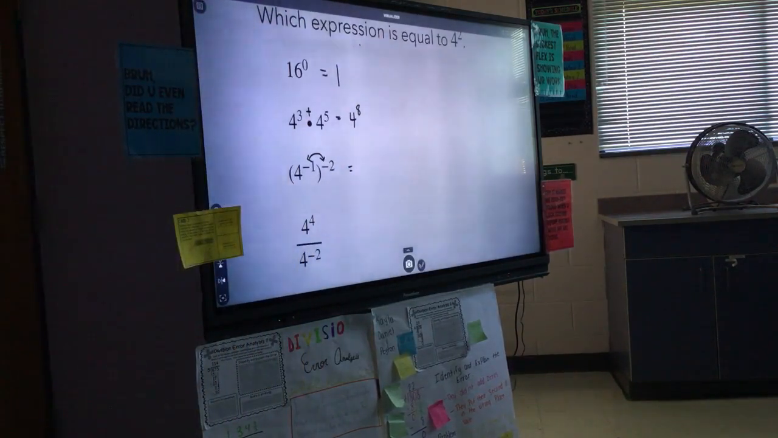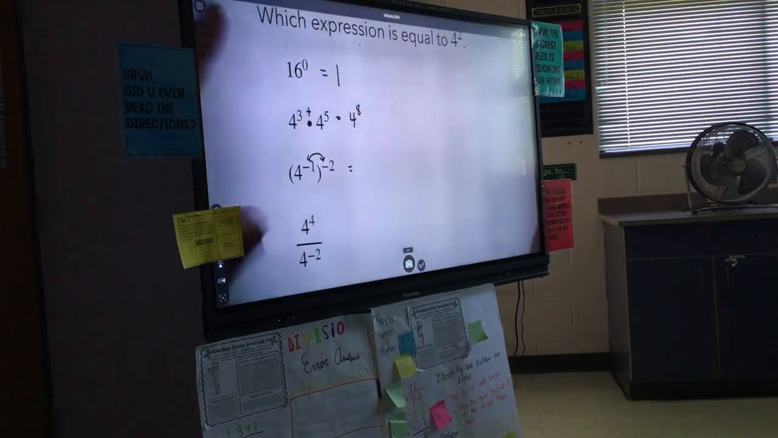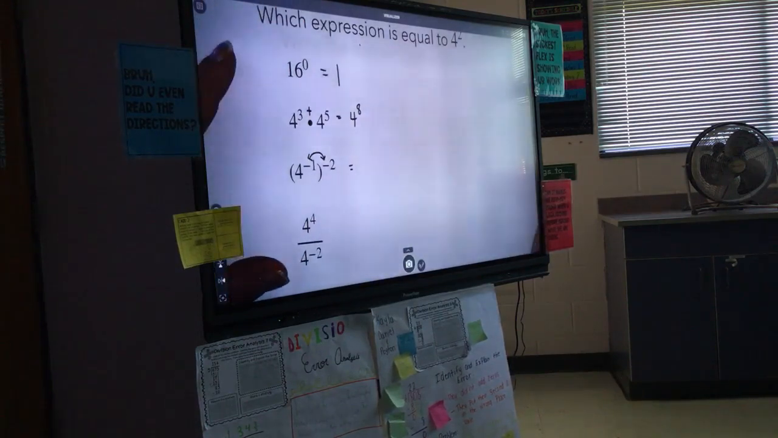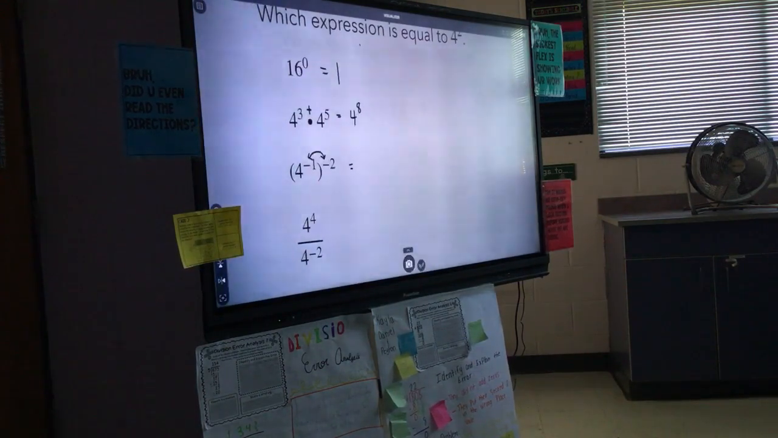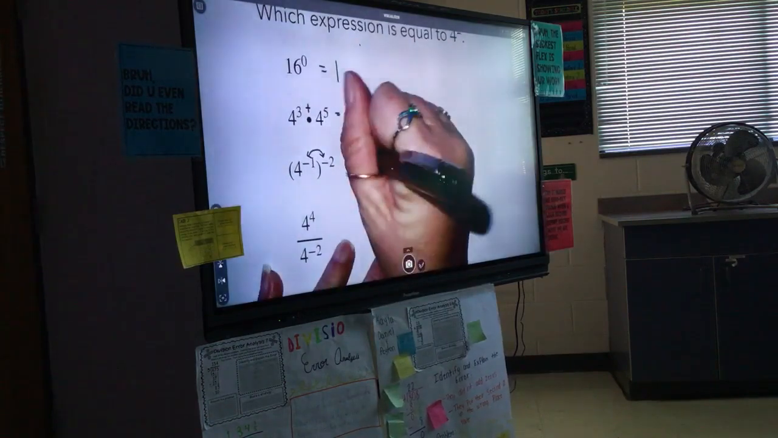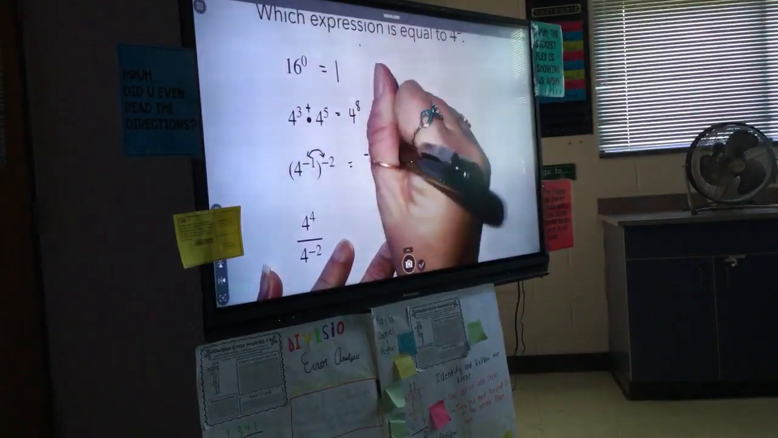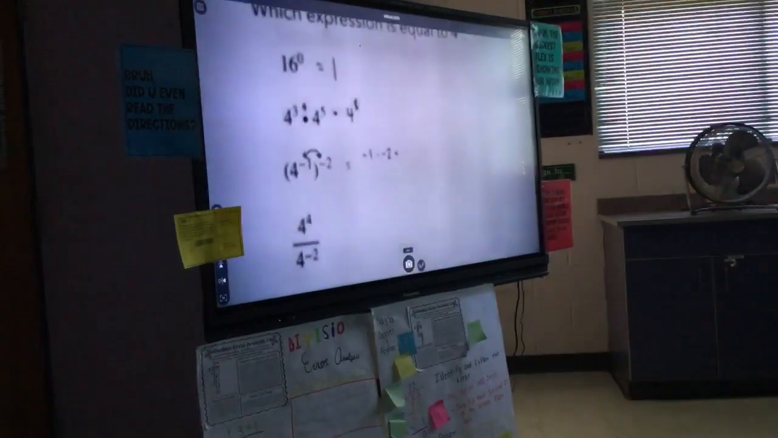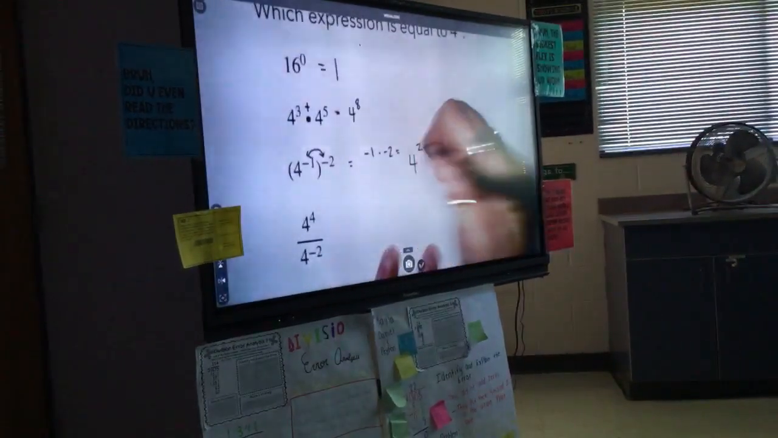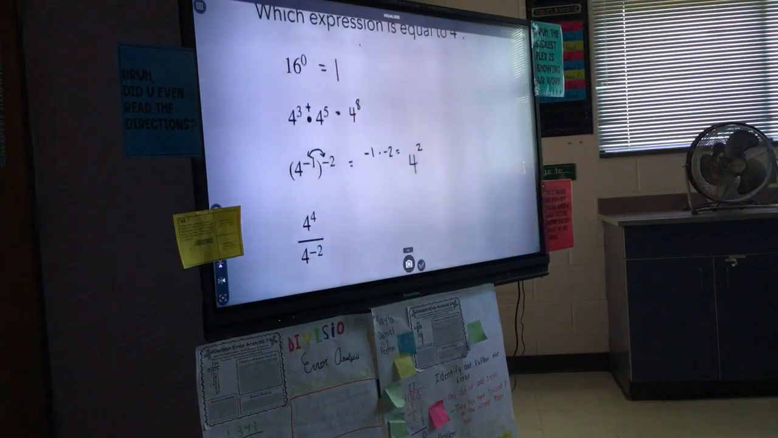Kira? Because it's outside the parentheses, so the exponent goes to everything inside the parentheses. That means, like, essentially I'm distributing. That word distribute. Remember? Way back in 6th grade? All right, so this actually becomes -1 times -2, which gives me what? +2. So this answer is 4 squared. That's what I thought. Looks pretty close to what we're supposed to be doing, but let's check this last one.